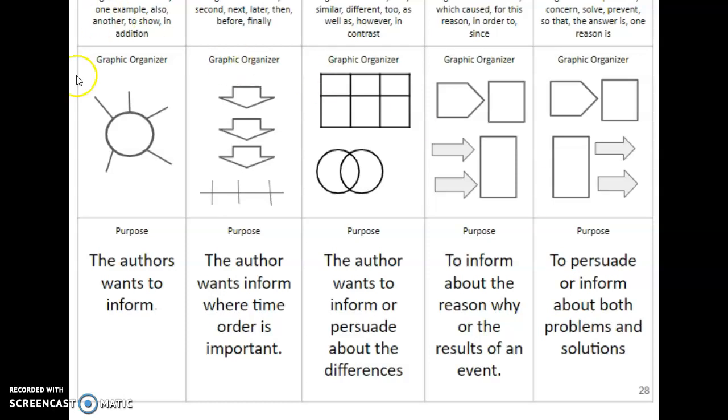Now, you'll notice that in all of these, entertaining wasn't really the purpose of any of these, because this would be for nonfiction, not for fiction. We are looking at informational text, and how it is structured.